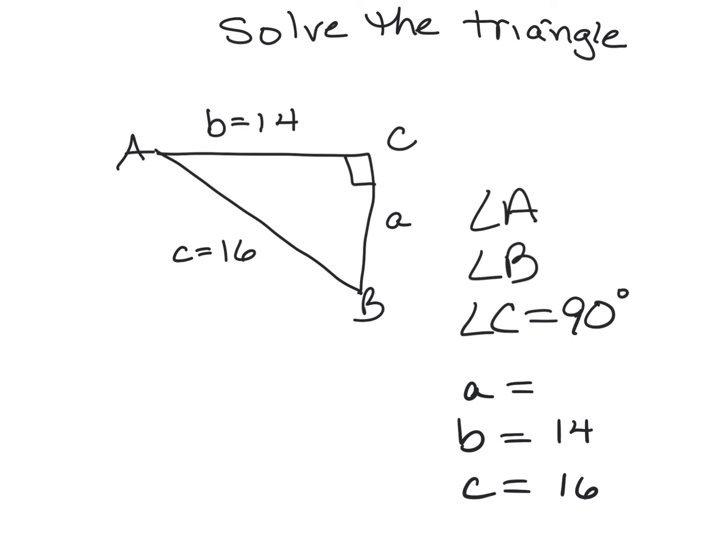Now to find a, I'm just going to do Pythagorean theorem because I do not have any of the acute angles. So I'm going to be using a squared plus b squared equals c squared to find the missing side first. So a squared plus 14 squared equals 16 squared.